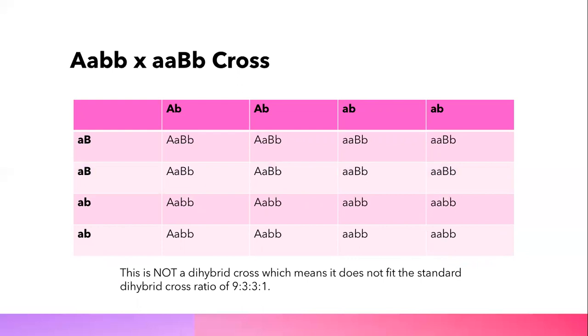On this slide, a cross of a big A, little b parent and a little a, big B parent is shown. This cross is not a dihybrid cross since it is not big A, big B and big A, big B, which means that the typical genotypic ratio of 9:3:3:1 will not work for this cross, and with that being said, the duplicate dominant epistasis ratio does not work either.